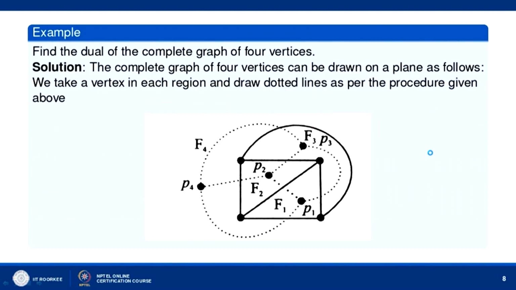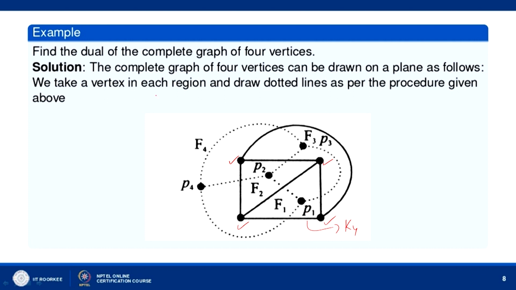Let us look at this. We have the complete graph of 4 vertices. You see, we have 4 vertices, 1, 2, 3, 4. Each vertex is joined to every other vertex, and therefore it is the complete graph K4. Now, the complete graph of 4 vertices can be drawn on a plane like this. Because it is a planar graph, we have drawn it so that no edges of this graph cross each other.